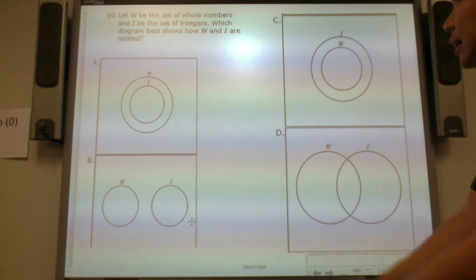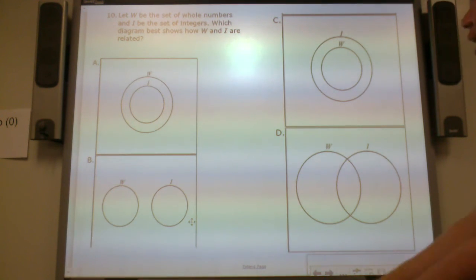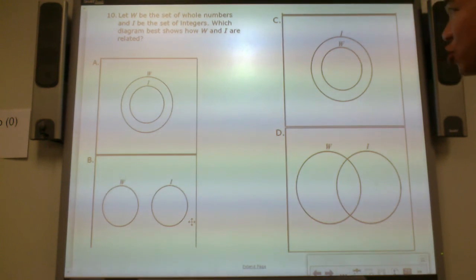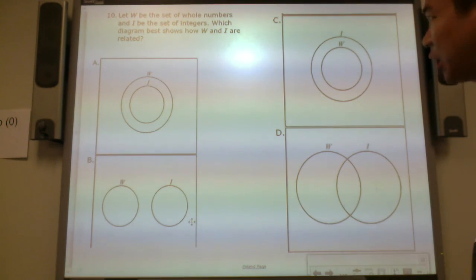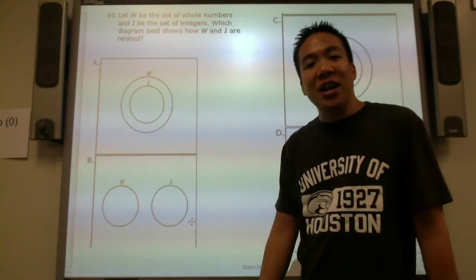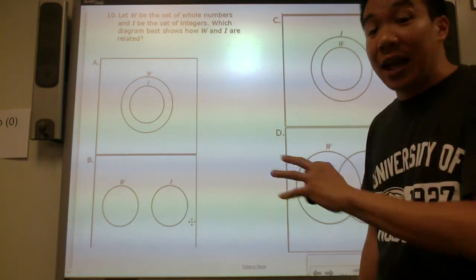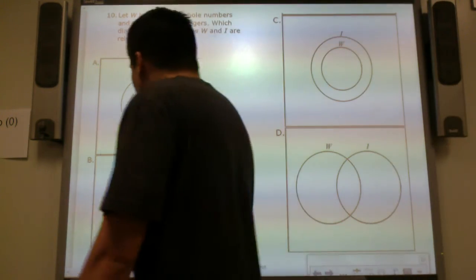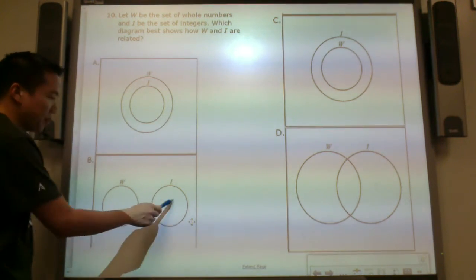Number 10. Let W be the whole numbers. Let I be the integers. Which diagram best shows how W and I are related? On the second day of school, you got a Venn diagram that looks almost exactly like this. Can whole numbers become integers?